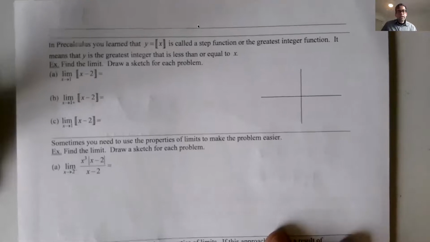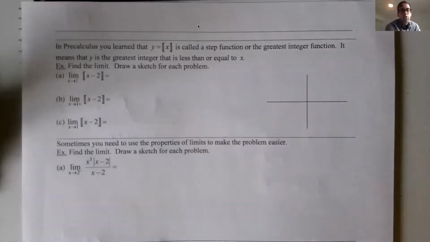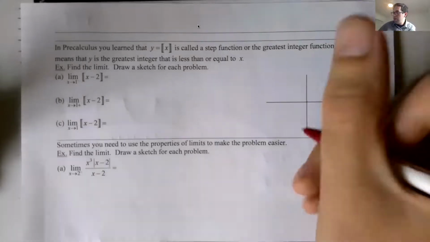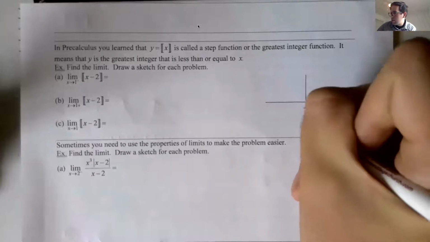All right. In pre-calculus, you learned that y equals the double bracket of x is called a step function or the greatest integer function. It means that y is the greatest integer that is less than or equal to whatever x you're plugging in. So let's take a look at this. So I'm going to do, again, a rough sketch here. I'd like you to do the same.